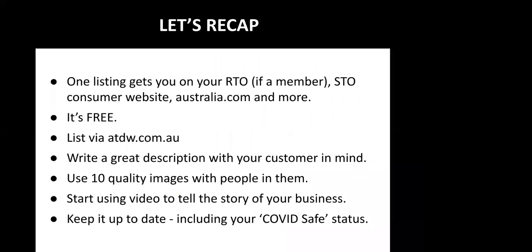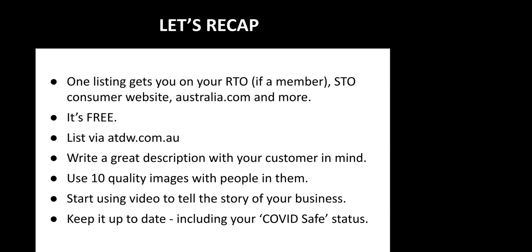So that is a really quick, brief overview of ATDW and why it's important. So to recap, that one listing is so important as it gets you onto your RTO website, if you're a member, the STO website, and also Australia.com, and then connects you through to many more with those distributors that are operating globally and pulling data from ATDW. It's free. You list online via atdw.com.au. And we'll send you all of the links in the follow-up from today so you can get straight to the pages that you need to.